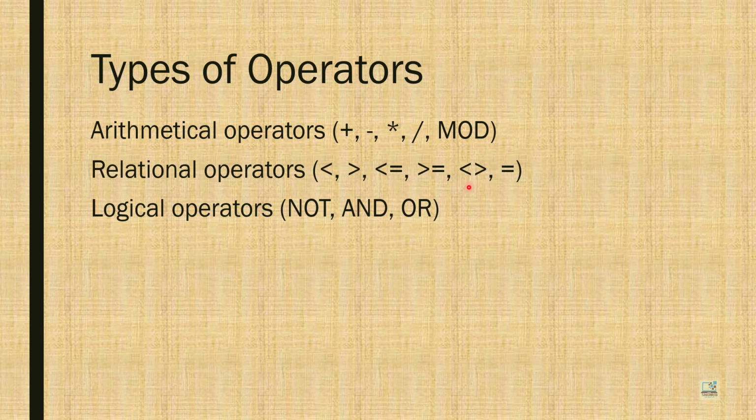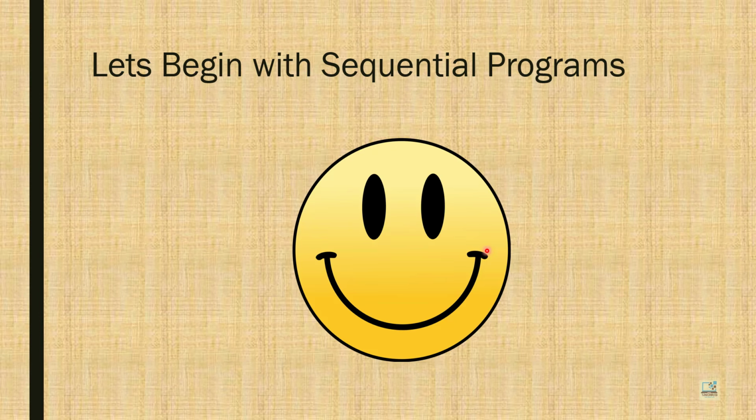This is the not equal to sign in QBasic, and this is the equal sign. Then we have logical operators: not operator, and operator, or operator. So I will be explaining the logical operators when I will start the conditional programming in QBasic. That will be in my next video. So let's now begin with the sequential programs.